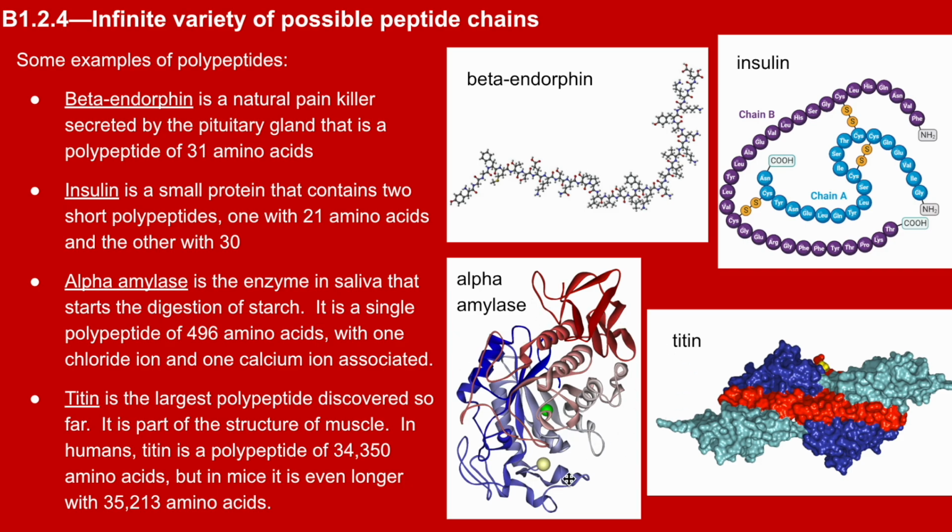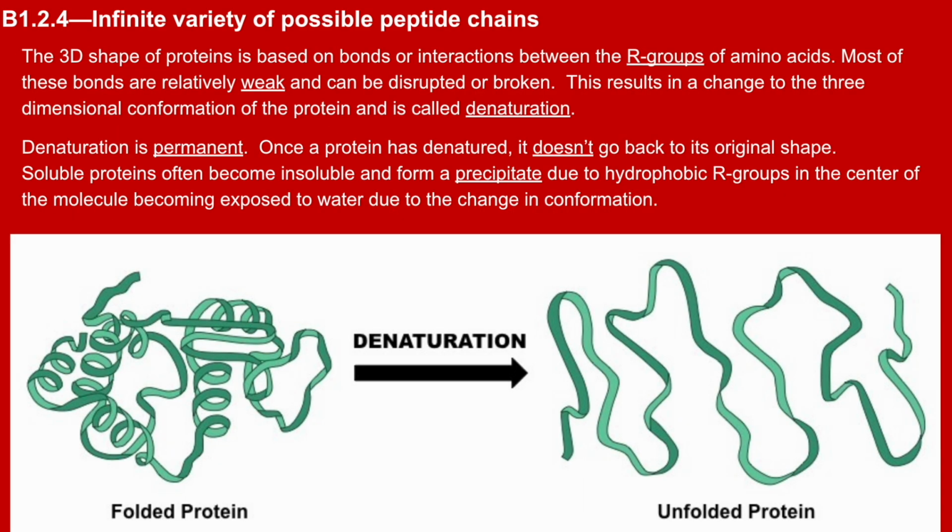Alpha amylase is an enzyme that breaks down starches. It's found in your saliva. And a final example is titin, the largest polypeptide discovered, made of 34,350 amino acids in humans. Very impressive. Now, a polypeptide can become denatured, and this is when its 3D shape changes and it is permanent. It cannot go back. Once a protein is denatured, the only way to get another protein is to make a new one from scratch. So how does denaturation happen?